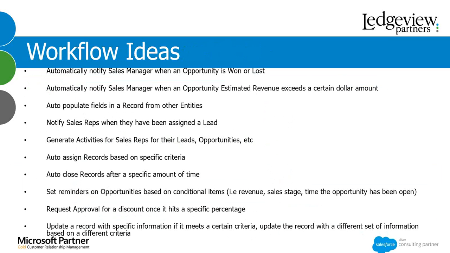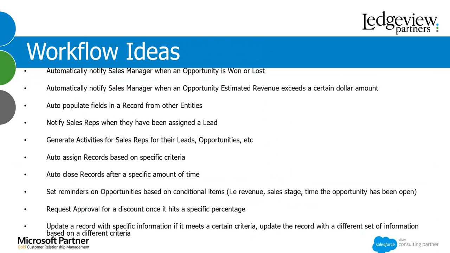You can auto-close a record. For example, if you're working in the service industry and you have a case that's been open for 2 weeks, once it hits that 2-week mark, you can automatically close that record. You can set reminders on opportunities based on conditional items. So when it hits a revenue, a sales stage, or time the opportunity has been open, you can send reminders to your sales reps. You can also request approval.